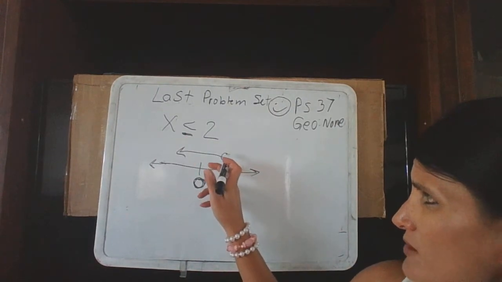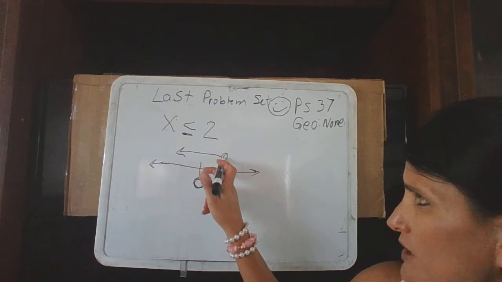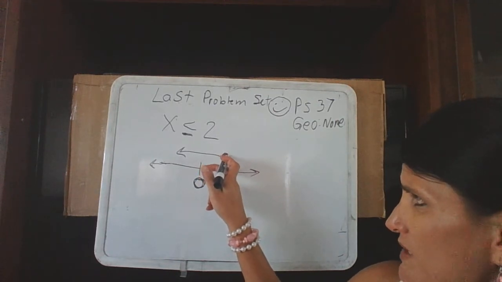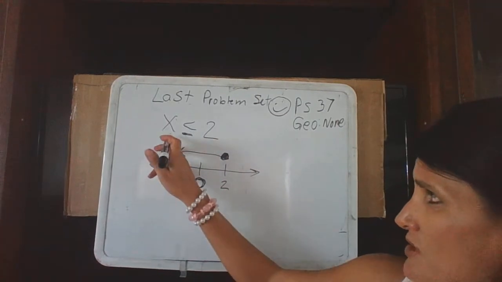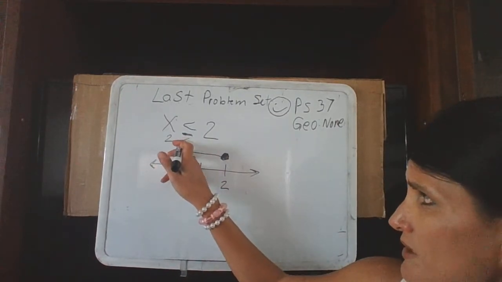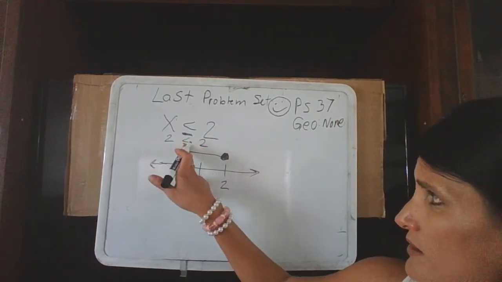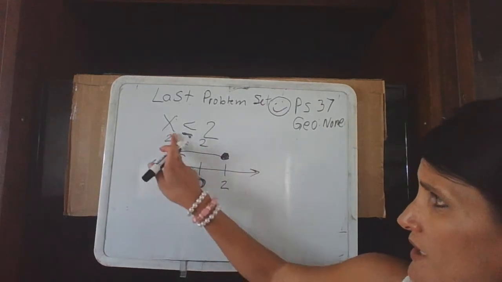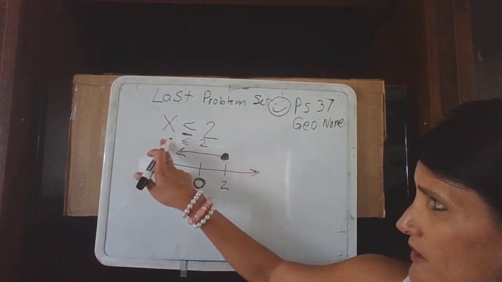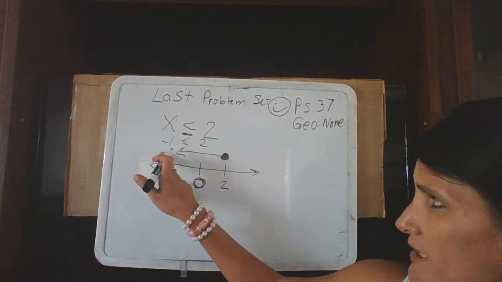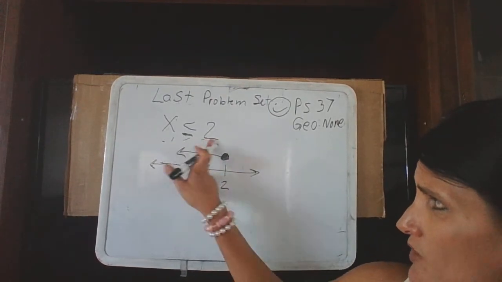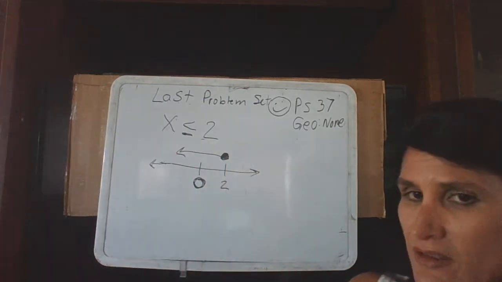So when I draw the circle above it and I color it in, I'm indicating that I want to include the number 2 in my answer. So if you think about it, 2 is equal to 2. And if I put a different value, if I put a 1, 1 is less than 2. Negative 1 is less than 2, and so forth. So by coloring it in, I'm including the number.